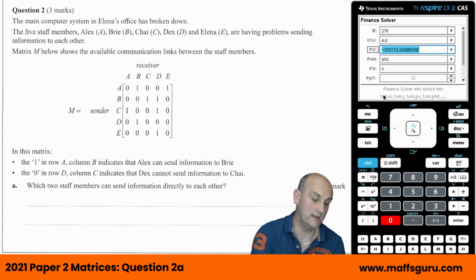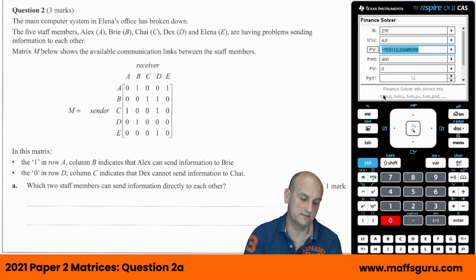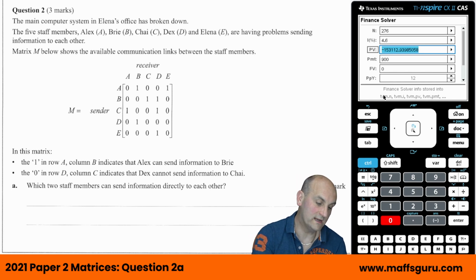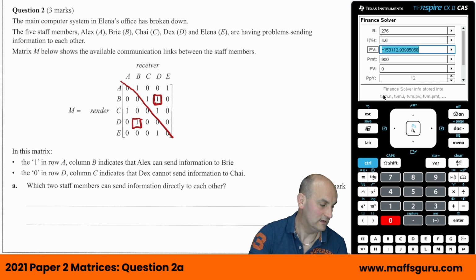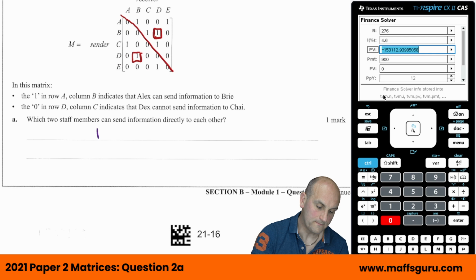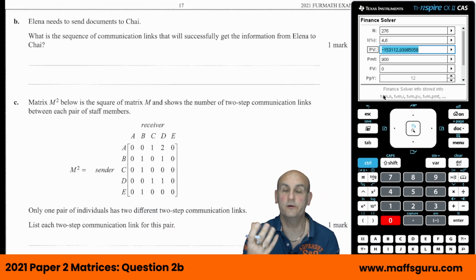The main computer system in Elena's office has broken down. This question is, no word of a lie, almost exactly the same as the one in the 2021 Northern Hemisphere. 5 staff members are having problems sending information to each other. Matrix M below shows the available communication links between the staff members. Which 2 staff members can send messages directly to each other? To do this, I drew a line down here and looked at what is symmetrical either side. As it turned out, those 2 values were symmetrical, and so that suggested that Brie and Dex can communicate to each other.